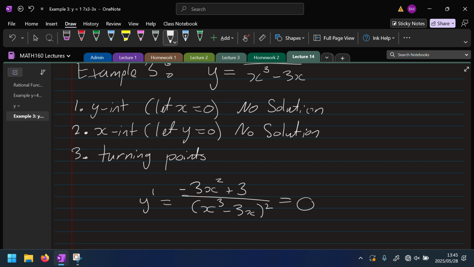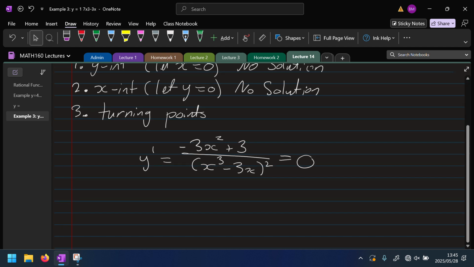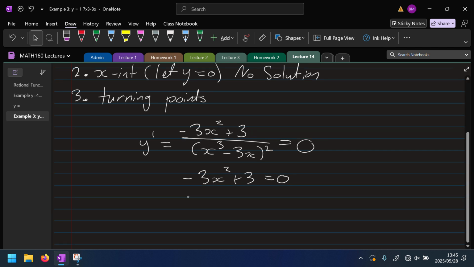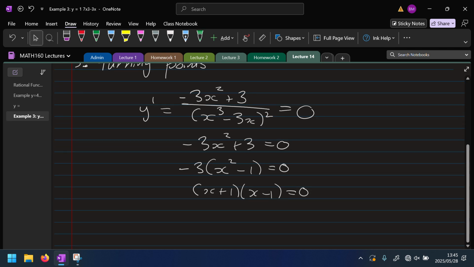Okay, and we want this to be 0. So this is fine. We can solve that top part being 0, so at least there's some turning points. We want minus 3x squared plus 3 to be 0. We can solve this, so that's fine. We can take out a minus 3 here. So we end up with x squared minus 1 is equal to 0. We can factor that as x plus 1, x minus 1. Here we get 2 solutions, so we have 2 turning points.